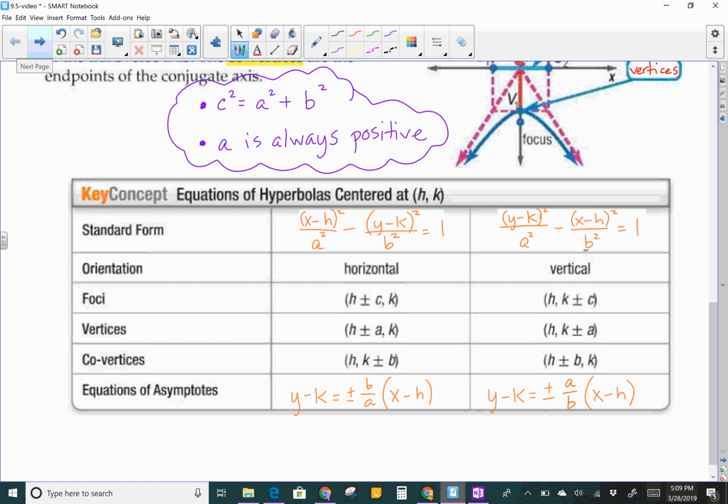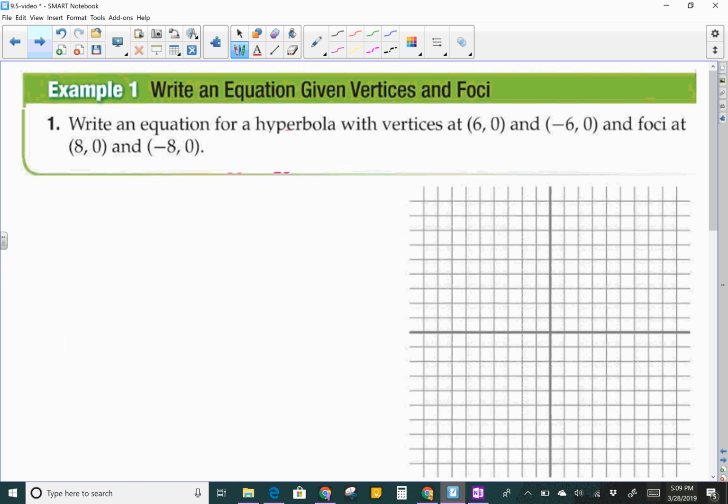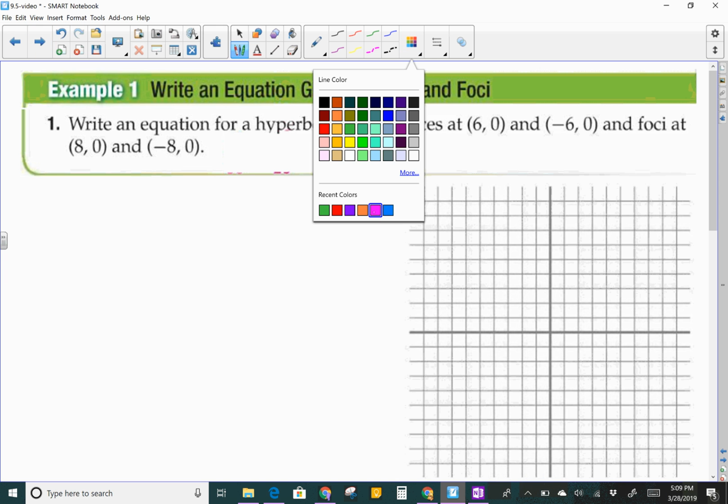All right, so that's the information. Let's go do some problems. If my program will cooperate, trying to get it to turn the page. There we go. All right, example 1.